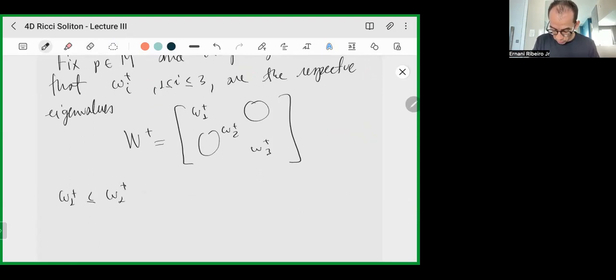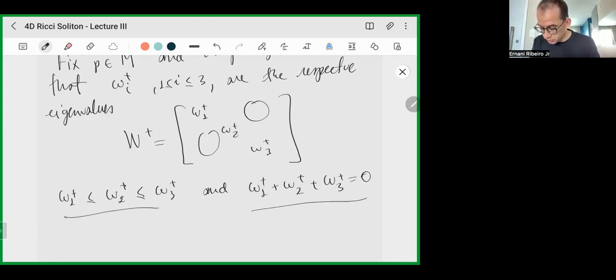We may assume that omega 1 is less than omega 2, so I have here the order of the three eigenvalues of W plus. And because the Weyl tensor is trace free, and we have a direct sum, the sum here must be 0. Okay, I have these two properties for the eigenvalues of W plus. The same holds for W minus. Okay, the same idea we obtain for W minus.